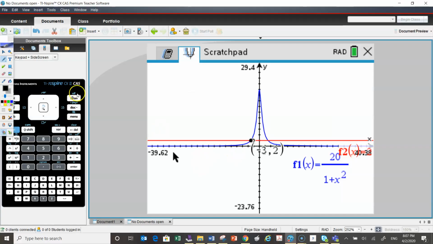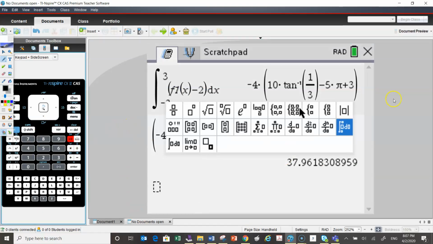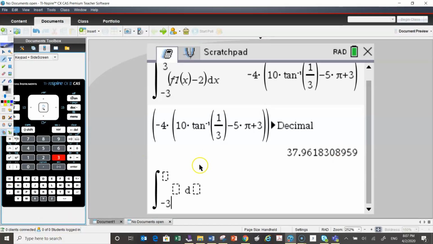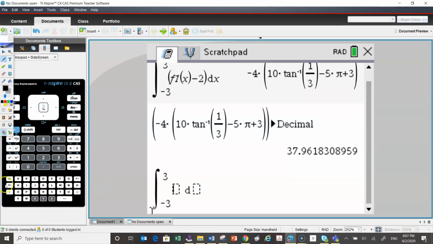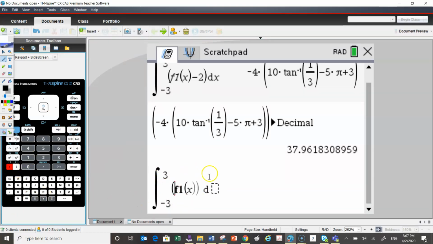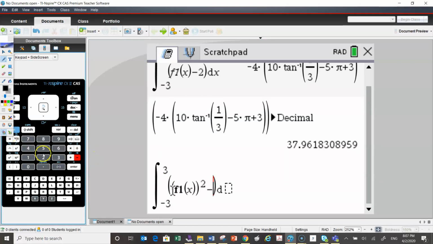And again, we can be creative here because we have that 20 over 1 plus x squared already stored in our calculator. So this is going to be the definite integral going from -3 to 3. And this is going to be the function that I have stored in F1. I should put a bracket there because I have to square it. Subtract 2 squared, which is really 4. And I'm integrating that with respect to x.